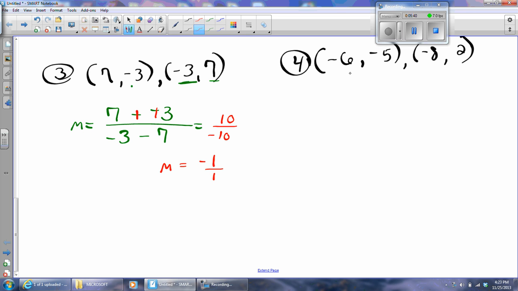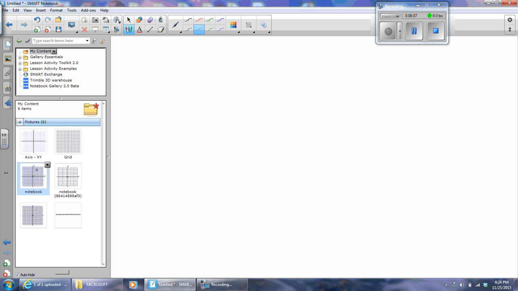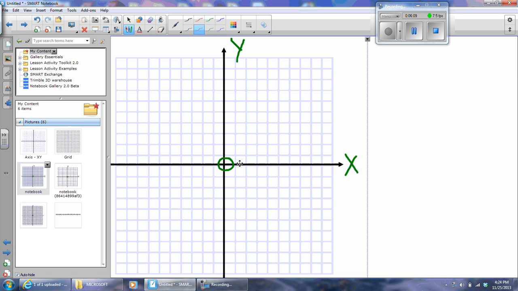All right, number 4. I think I'm going to start with the -5. So I'll do -5 minus 2 over -6 minus -8. Those will change to positive. My numerator will be -7. My denominator will be +2. And there's my slope. All I'm doing is subtracting the x's and subtracting the y's. And I don't need to have a graph. Could use a graph, but I don't have to. That's the beautiful thing about this.